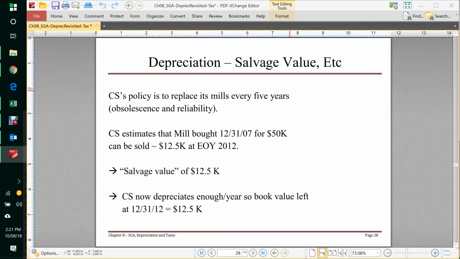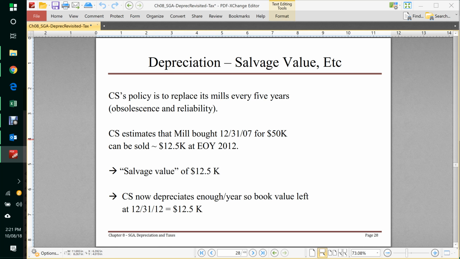Okay, so let's crank this up again and look at depreciation with salvage value and a few related things. Let's jump right in on this concept of salvage value with an example. Let's say that Container Space's policy is to replace its mills every 5 years for reasons of obsolescence and reliability. And they estimate that their mill bought in 2007 for $50,000.